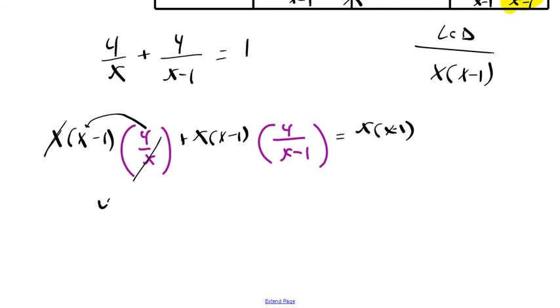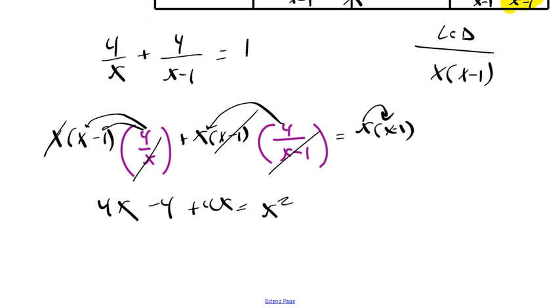4 times x is 4x. 4 times negative 1, negative 4. Coming over here, the x minus 1s cancel out. So I just do 4 times x plus 4x equals, and do the distributive property right here. x times x is x squared. x times negative 1 is negative x. So now this just becomes a quadratic problem that we need to solve. Let's go ahead and put it in standard form, meaning put all the terms on one side. So I can first combine those guys together and get negative 4 plus 8x equals x squared minus x.